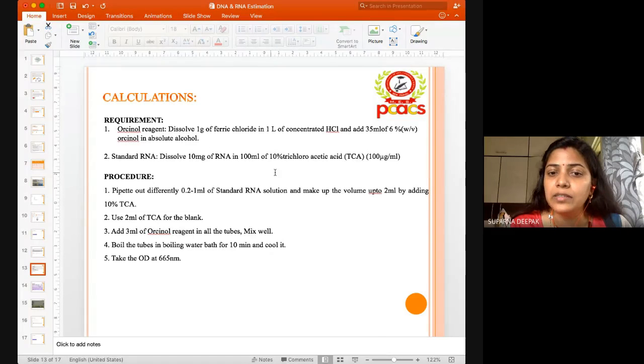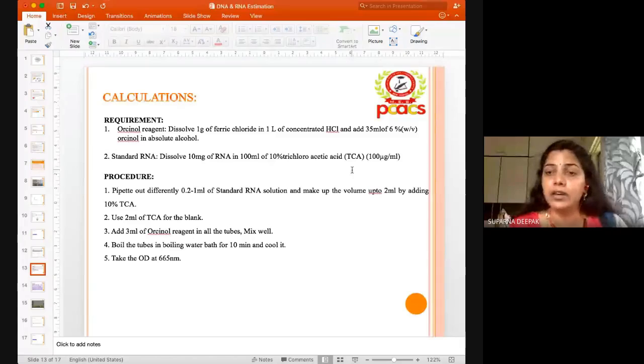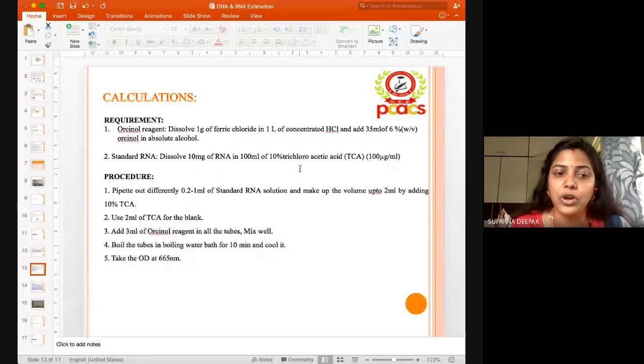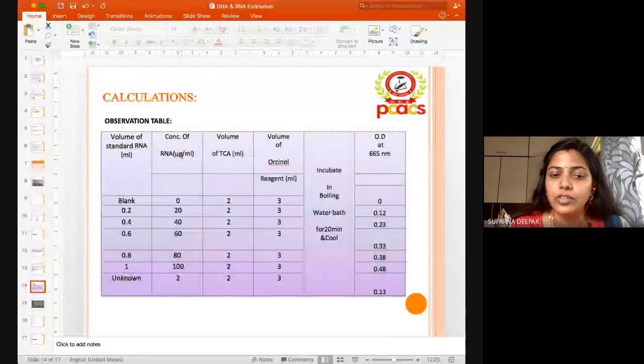Now for RNA, the diluent. Here we will not be using distilled water. In DNA, we dissolved the DNA in distilled water, hence the diluent was also distilled water. Here we are dissolving in 10% trichloroacetic acid, so that would be our diluent. This 100 micrograms per ml is the standard concentration of RNA that you are going to use. In a similar way, as there was a table there, this is your concentration: 20, 40, 60, 80, 100.